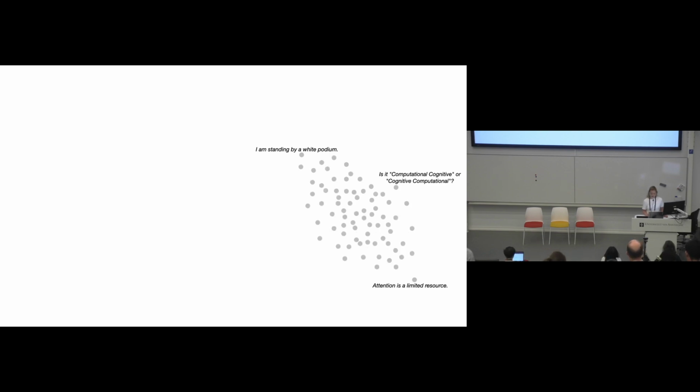So we encounter all kinds of linguistic input in our daily lives. Some sentences convey concrete meanings. For instance, I'm standing by a white podium. Others convey abstract meanings. Attention is a limited resource. Some sentences are questions. Others are statements. And of course, there are many other kinds. Yet, we are able to successfully comprehend all of them. How do we do that?